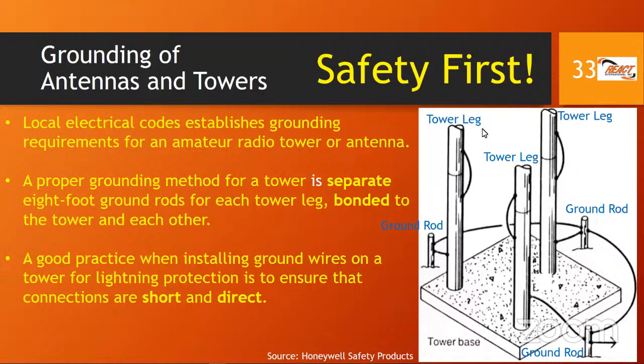So here we have a tower, the legs of it going to the base plate, and we have some ground rods as well. The proper way, of course, to ground a tower is to have separate ground rods for each leg. So this is the base of the tower. You notice we have 3 legs, but you'll also notice that we have 3 ground rods.